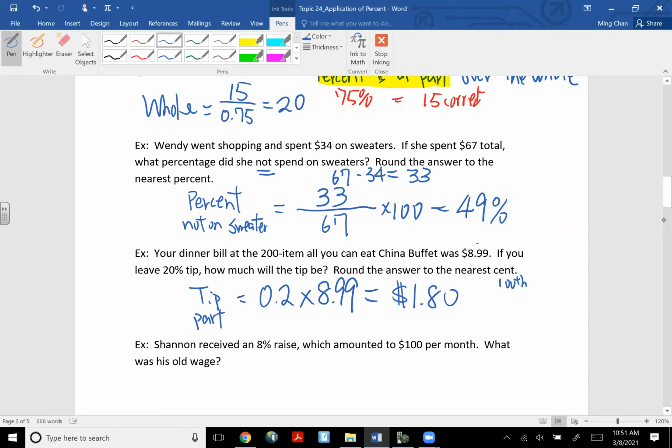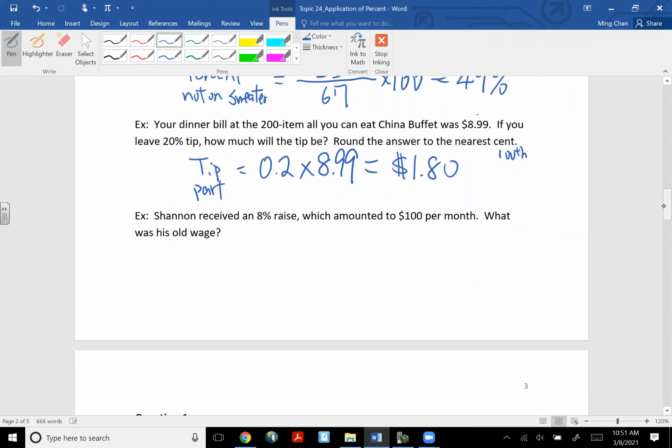Shannon received an 8% raise. This question always kind of confuses students. She got an 8% raise, which amounts to $100 per month. So earlier we were saying percent is a part. 8% raise amounts to $100, right? So this $100 is not her old wage, it's her raise. Her raise is going to be part of her old wage.